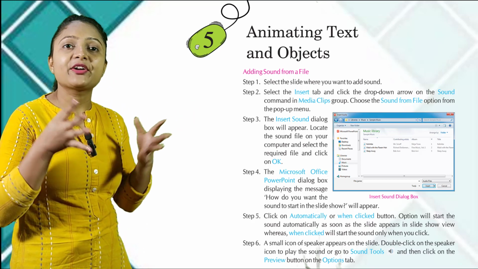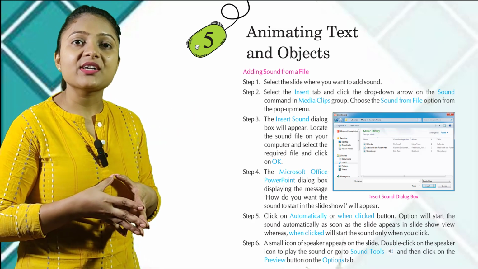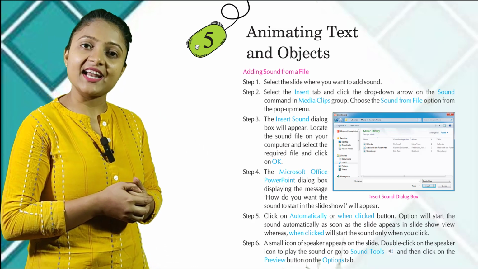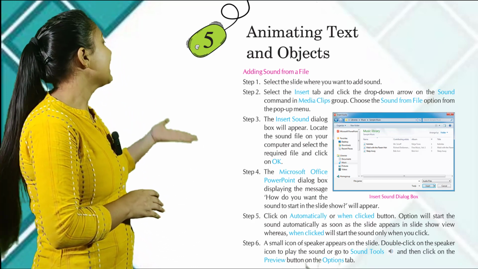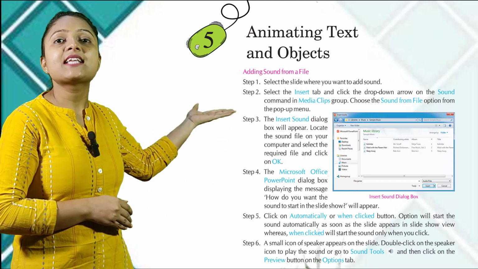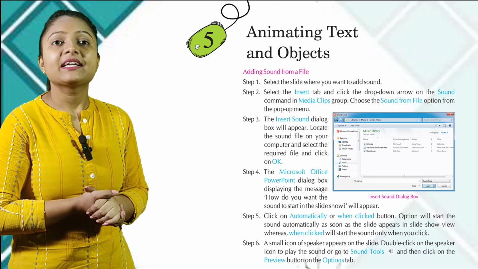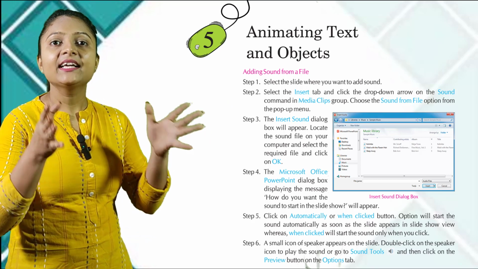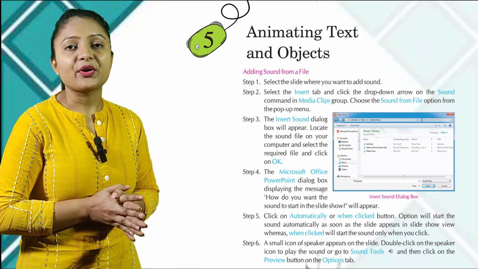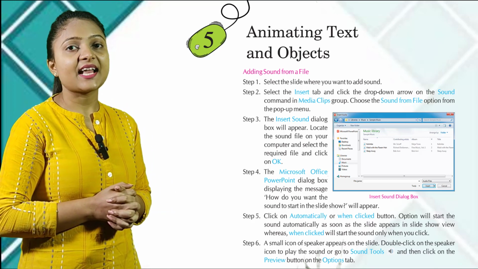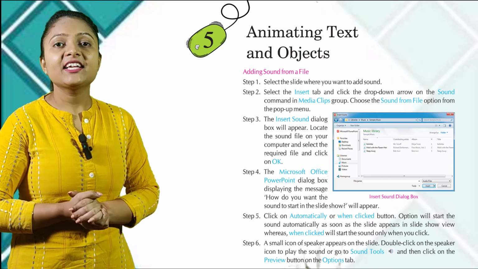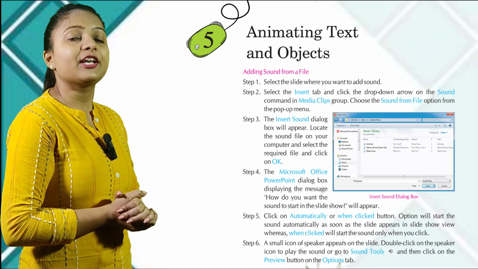Step 4. The Microsoft Office PowerPoint dialog box displaying the message "How do you want the sound to start in the slideshow?" will appear. In this image, you can see an interface for inserting sound dialog box. Step 5. Click on automatically or when clicked button. Automatically will start the sound as soon as the slide appears in the slideshow view, whereas when clicked will start the sound only when you click.